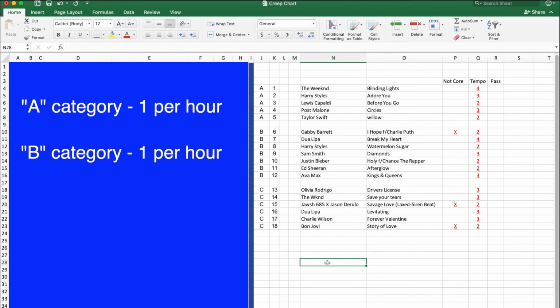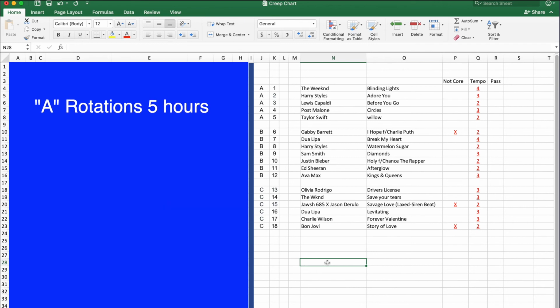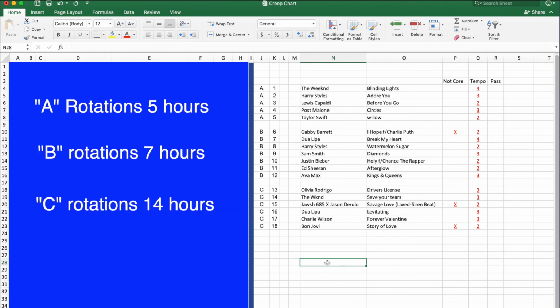So 7 songs in the Bs, 7 songs in the Cs. I mean, there's no way they're rotating the same on a typical station. So I'd make the guess that these are coming up the Cs every other hour. So 7 songs, all of a sudden it's a 14-hour rotation. So the rotations are 5 hours, 7 hours, 14 hours. It seems sort of reasonable to be.